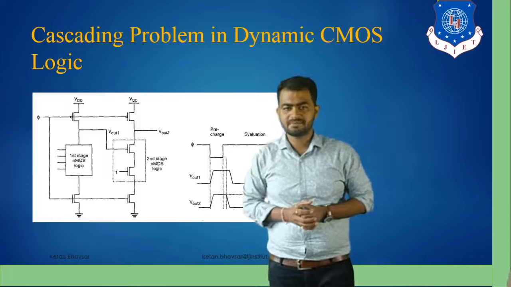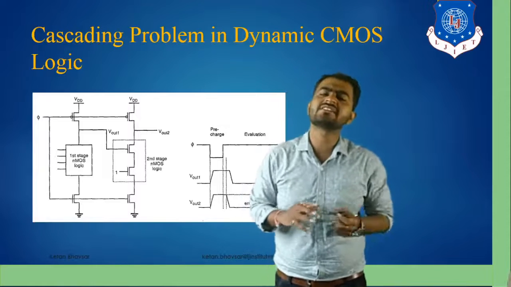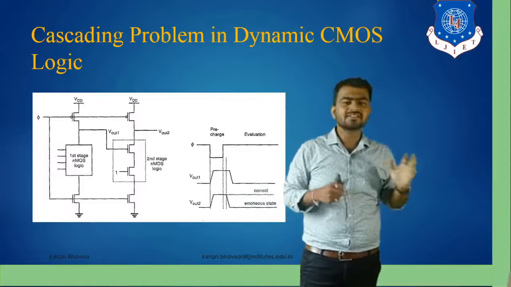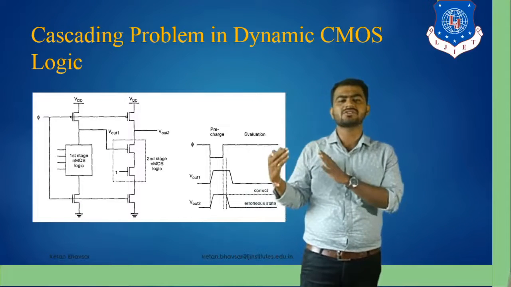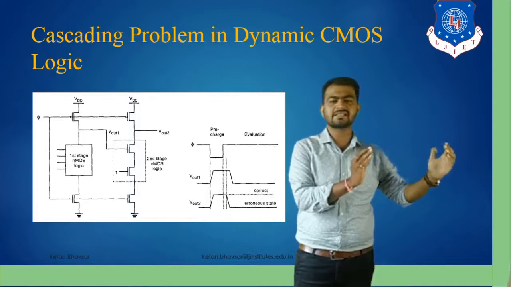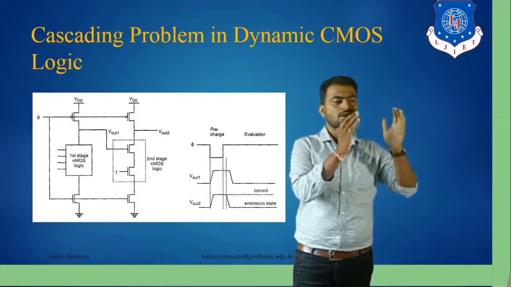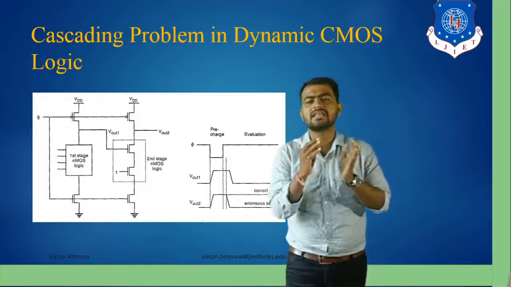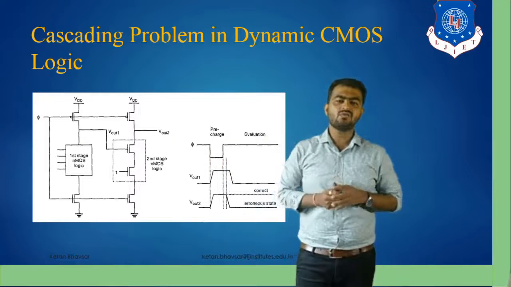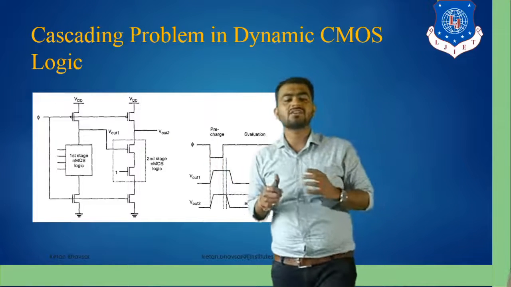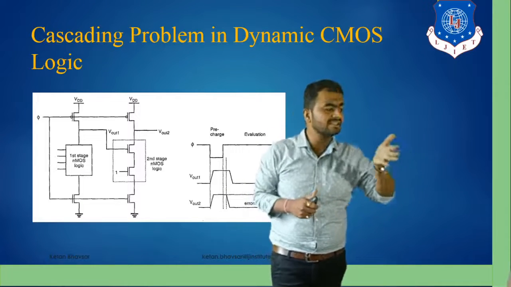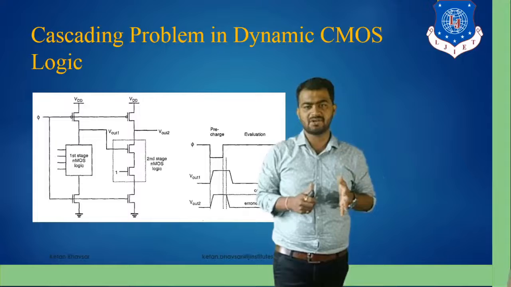Now, the cascading problem. This was the main thing when we discuss the cascading problem in dynamic CMOS logic circuits. When we are discussing a cascading problem, what exactly are we discussing? Cascading means we are discussing a combination of NMOS and PMOS, where this particular MOSFET has the next MOSFET, and so on. Now what exactly is the problem that arises when we talk about cascading? Cascading means the output of one transistor will drive the next transistor logic circuit.